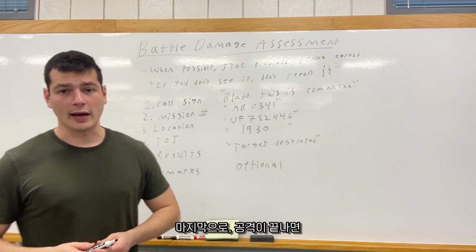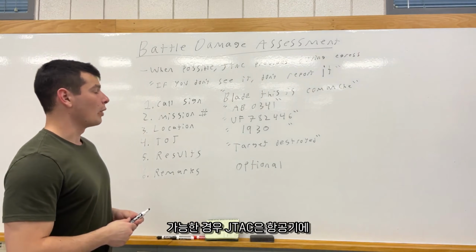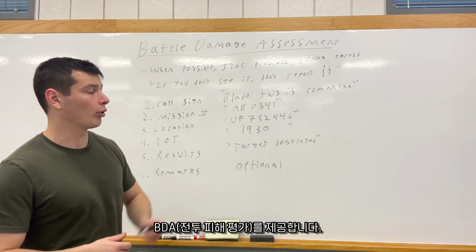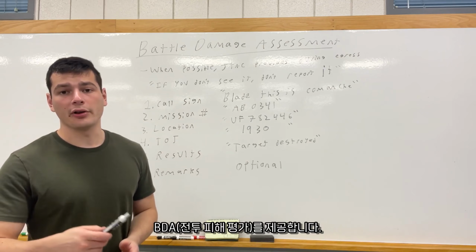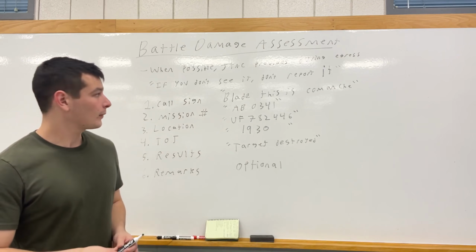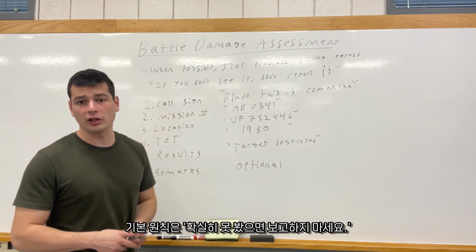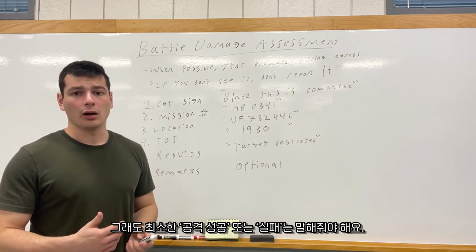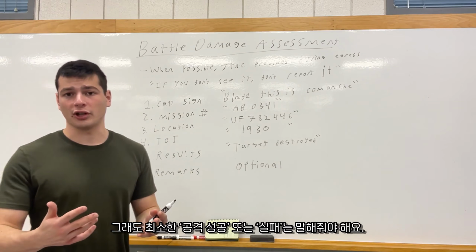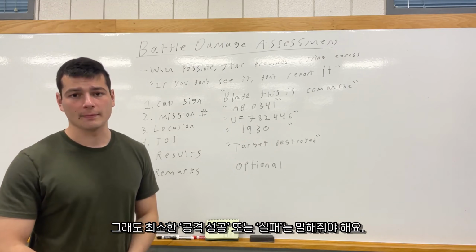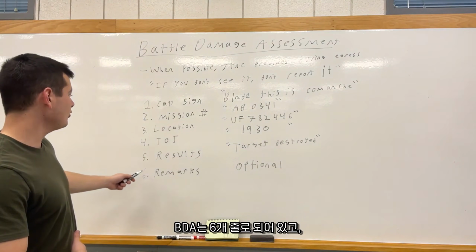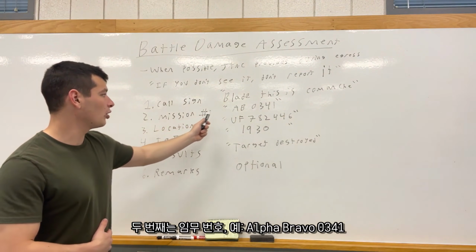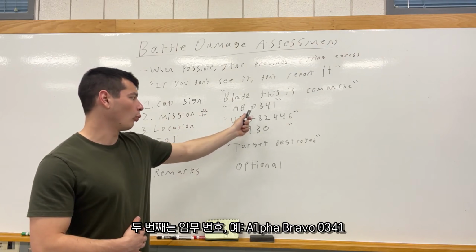Finally, after your attack has been completed, when possible, the JTAC is going to provide the aircraft with a BDA, or battle damage assessment, upon the aircraft's egress. The general rule is if you don't see it, don't report it. However, you should be giving the aircraft at minimum a call of successful or unsuccessful as to how they did on the attack. The BDA is 6 lines, the first being the call sign, Blade, this is Comanche. Second being mission number, Alpha Bravo 0341.